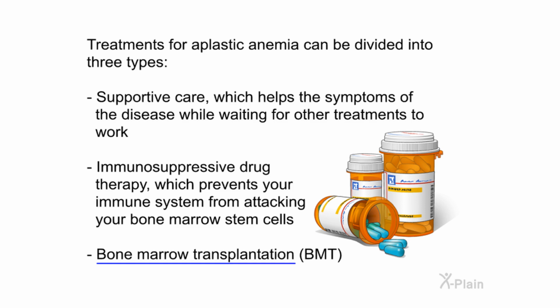Treatments for aplastic anemia can be divided into 3 types. Supportive care, which helps the symptoms of the disease while waiting for other treatments to work. Immunosuppressive drug therapy, which prevents your immune system from attacking your bone marrow stem cells. Bone marrow transplantation, BMT.